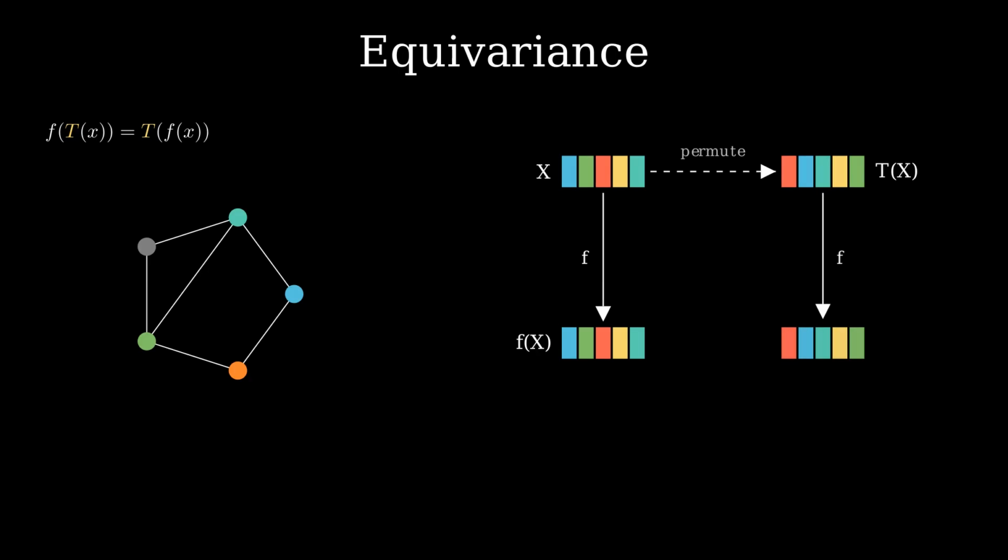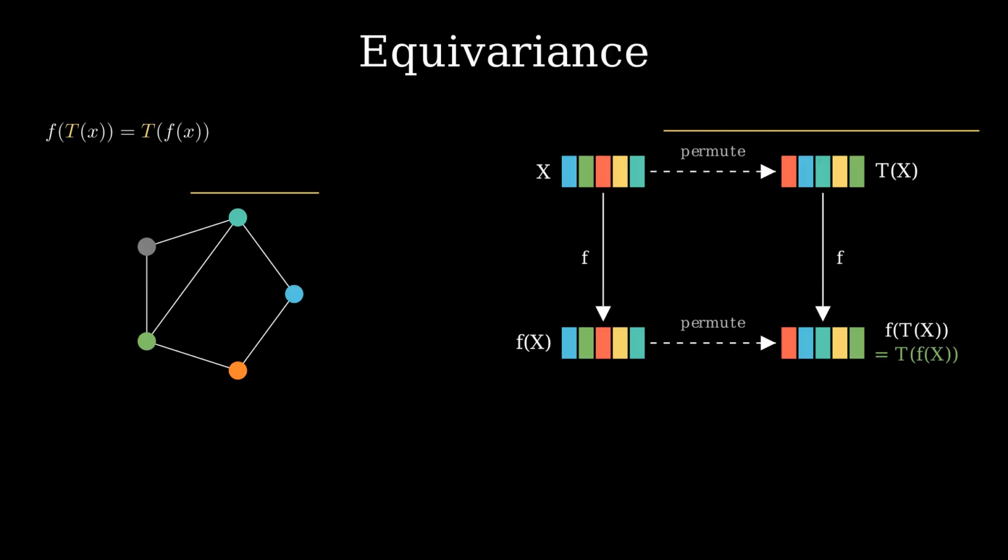Path 2, apply f first to get f of x, then apply the same permutation t to reach t of f of x. Equivariance says both paths produce the same result. f of t of x equals t of f of x. The function f and the transformation t are interchangeable in this diagram. Apply then permute is identical to permute then apply. Whichever road you take through the diagram, you always arrive at exactly the same place.